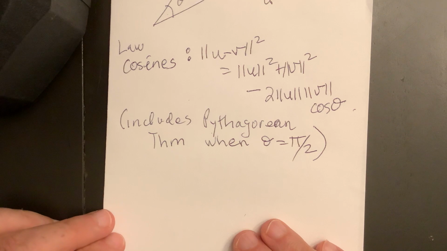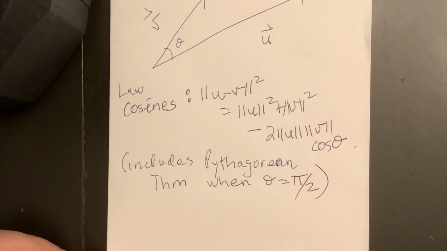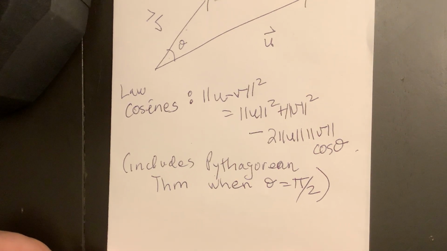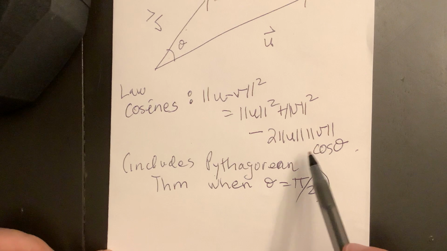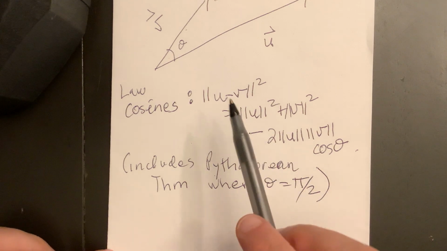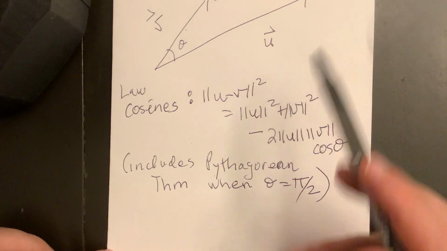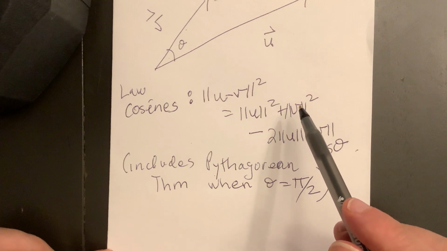Okay. But in general, when it's not a right angle, we have this correction. I won't prove this law of cosines. If you like, look it up. But from here, we can easily get to our identity.